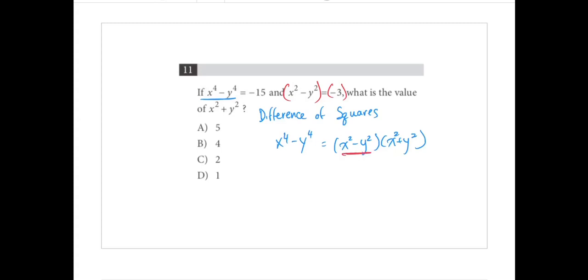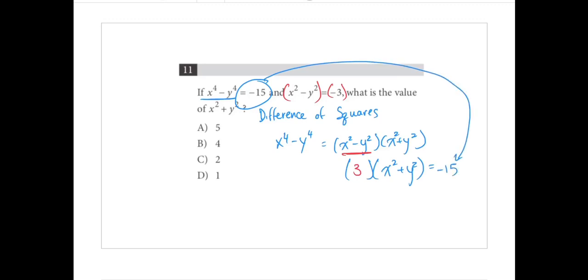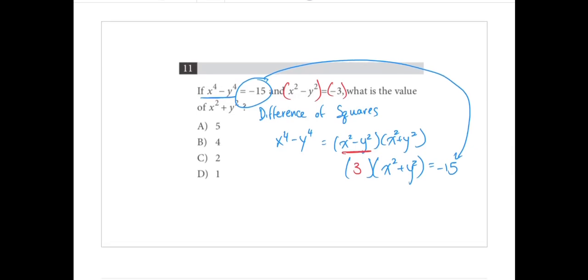But once we do that, we notice they actually give us what x squared minus y squared is. It equals 3. And since they told us that x to the 4th minus y to the 4th equals negative 15, I'm going to plug that into the other side of the equation. And then that should allow me to just find what x squared plus y squared equals. So I'll plug that in down here. And now all I have to do is divide both sides by 3. And then negative 15 divided by 3 gives me negative 5.